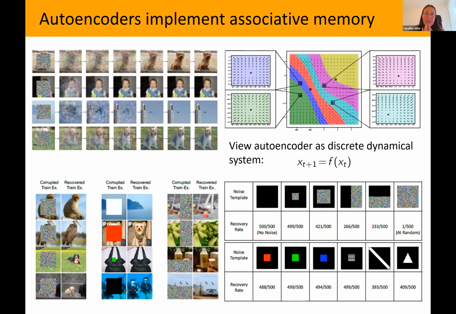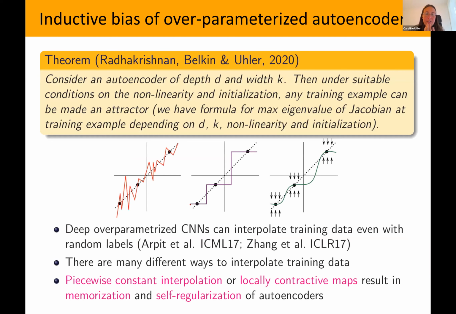And I'll just show you the theorem, but this is exactly what it is. The theorem just says that, for any of your nonlinearities, there is a closed form formula for the depth and the width that you need, so that, in fact, your training example becomes an attractor. Meaning that if you iterate the map, then whatever you put in, you will actually get out your training example. So these networks are highly contractive at the training examples. They're highly self-regularizing. And so it's quite interesting that they don't learn the identity map, although they could.